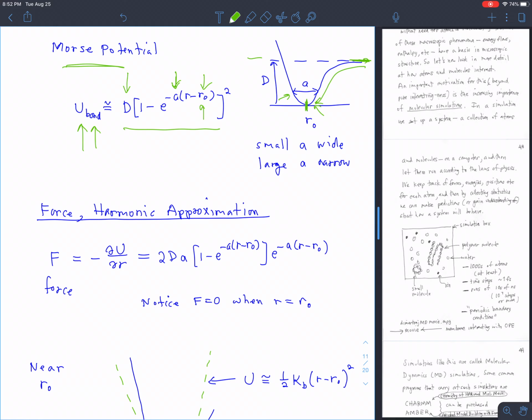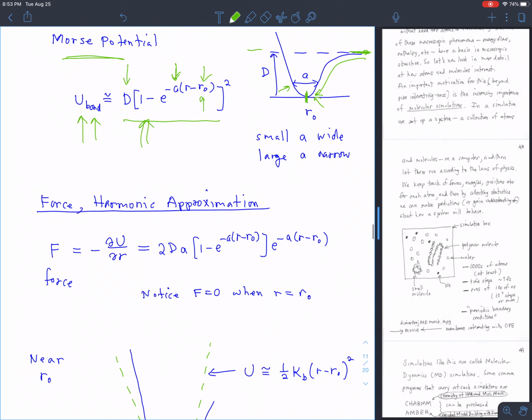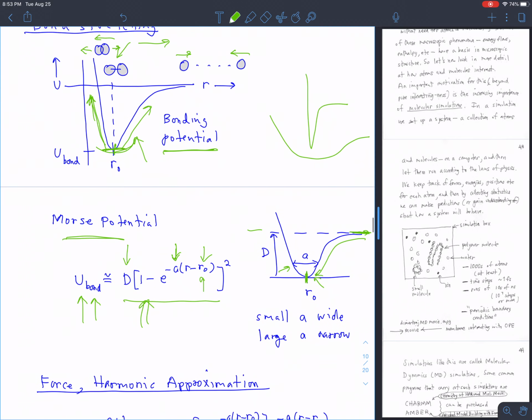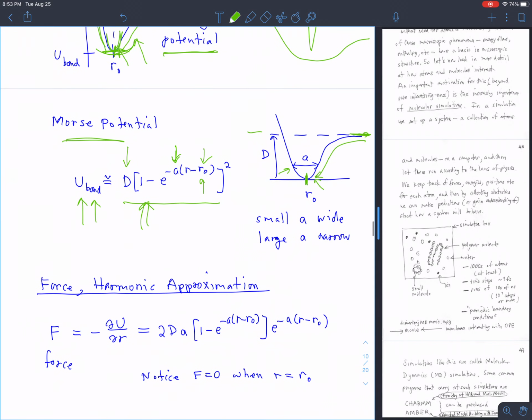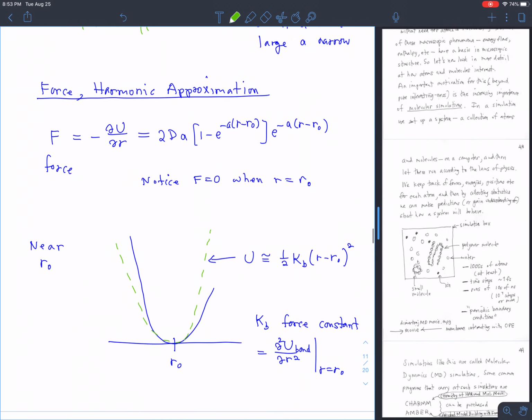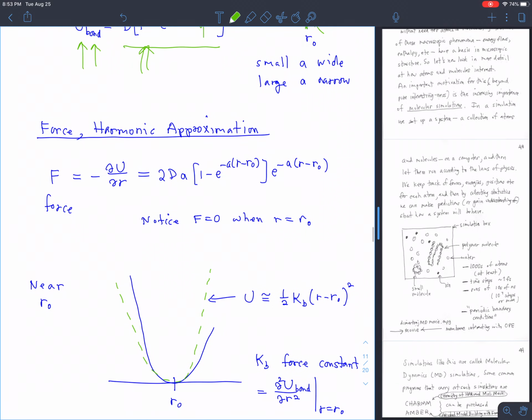The Morse potential is useful for a lot of things. I can't remember if we do many calculations with it. It's probably not the thing we do the most calculations with. One of the things you can do, though, is use it to get at the force constant, basically the stiffness of the bond, the shape of the potential right near the minimum. And that can be done in the following way.